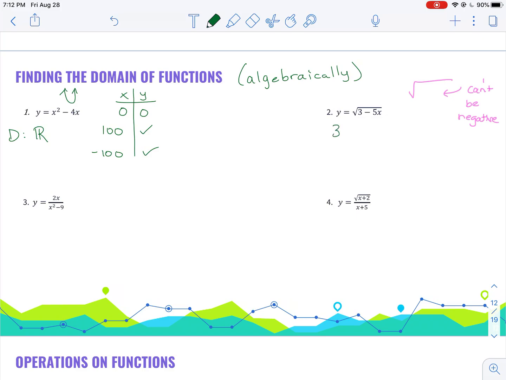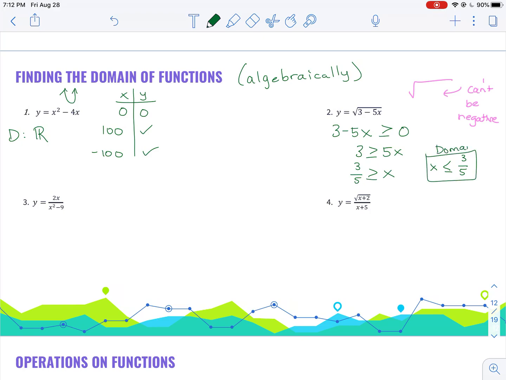So to show that, whatever's on the inside, which in this case would be 3 minus 5x, we say that that has to be greater than or equal to 0. You can take the square root of 0, so it can be 0, and then we would just solve this. So I'm going to add the 5x to the other side, and then I'm going to divide by 5. So x has to be less than or equal to 3/5 for this to work.